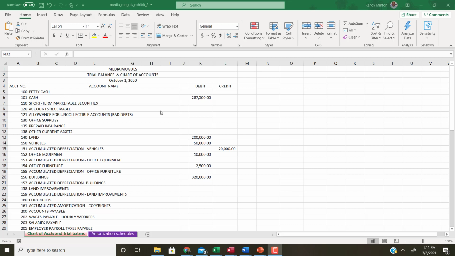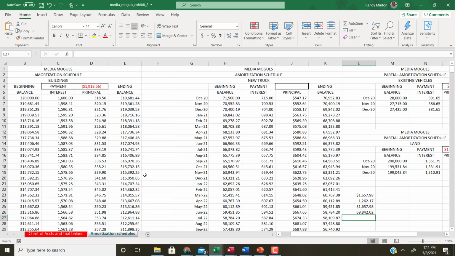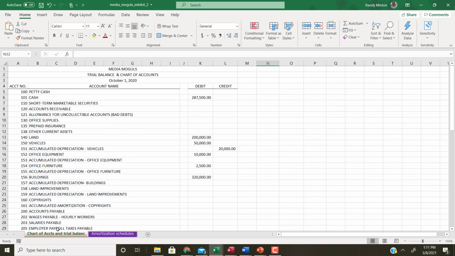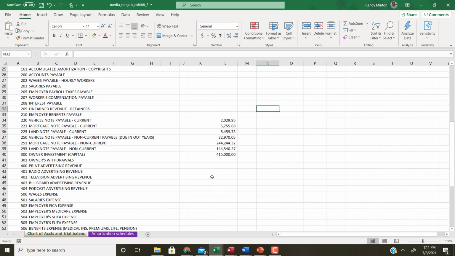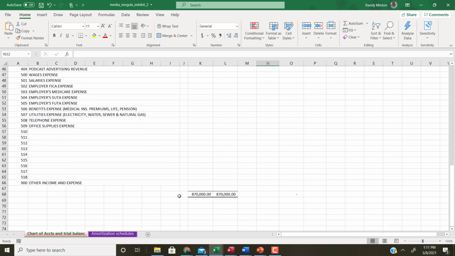What you're looking at here is Exhibit 2. In Exhibit 2, you have the chart of accounts and trial balance, and then over on the second page, you have your amortization schedule. These are just numbers that I put in to calculate some of this. Essentially, what you have is the opening trial balance, which in this case comes down to $870,000.